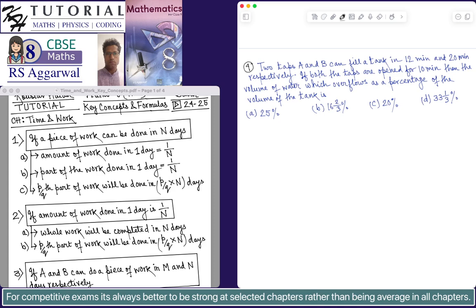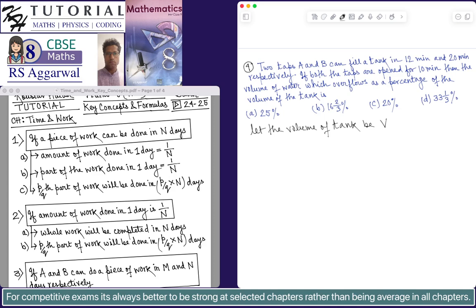Okay. Now I think it's better if we consider the volume of the tank to be V. So let the volume of tank be V. Now we need to find in 10 minutes how much work is done by both A and B, or what part of the tank is being filled by both tap A and B in 10 minutes.